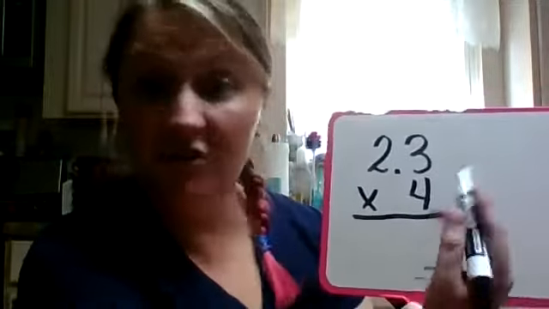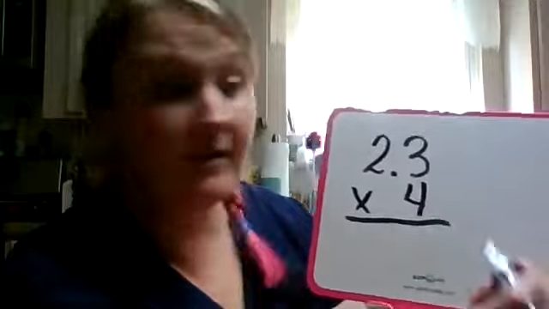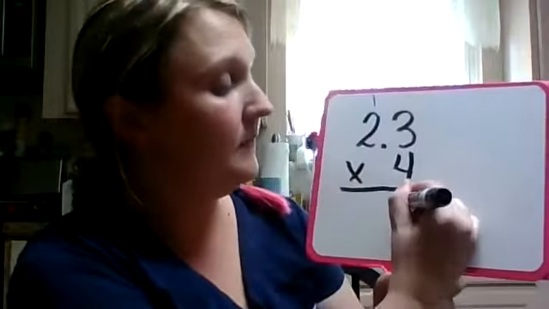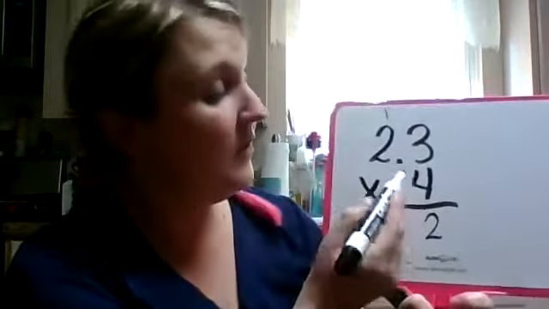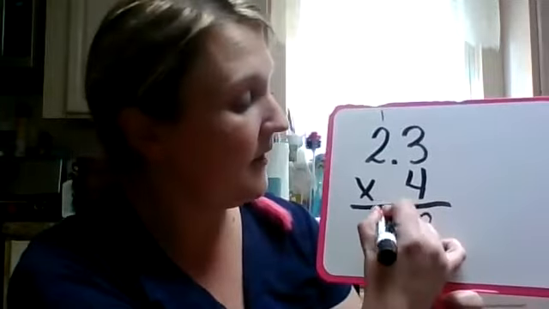So you start just like we would any other multiplication problem. 4 times 3 is 12. We carry our 1, down our 2. 4 times 2 is 8. We add our 1, is 9.